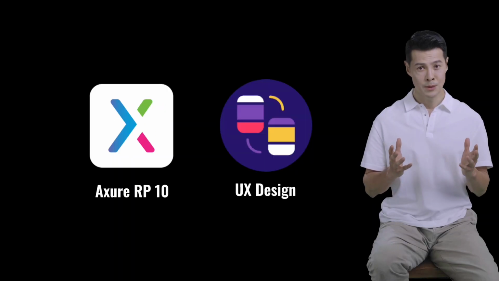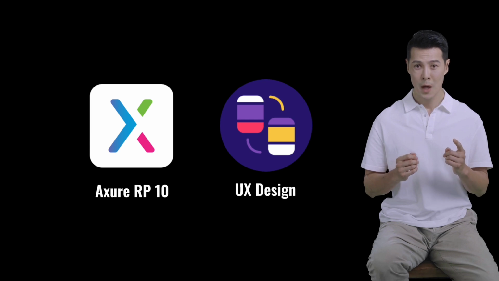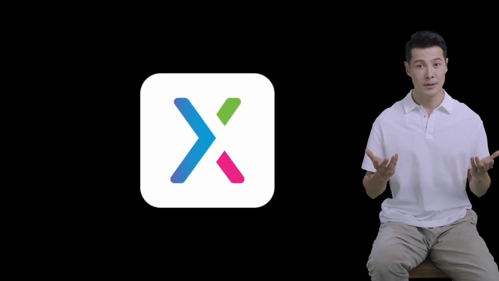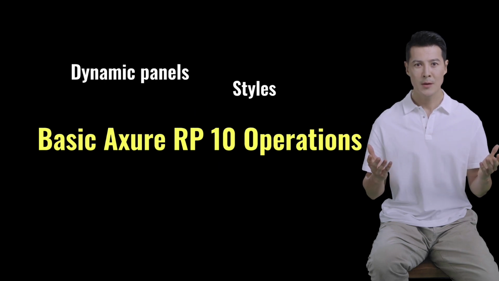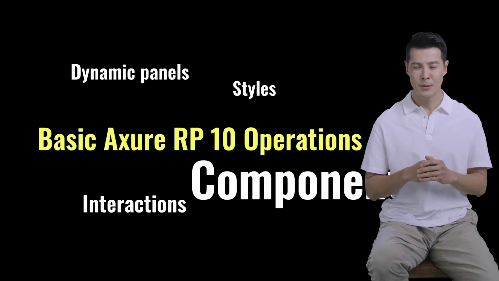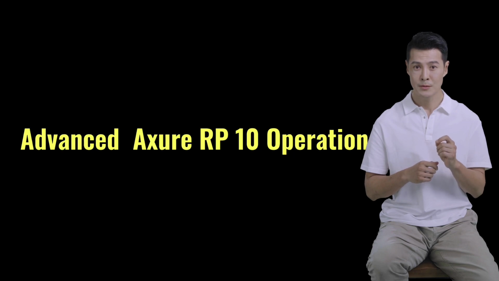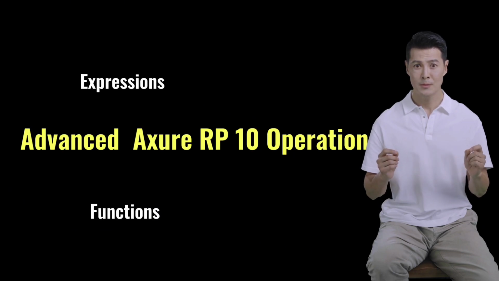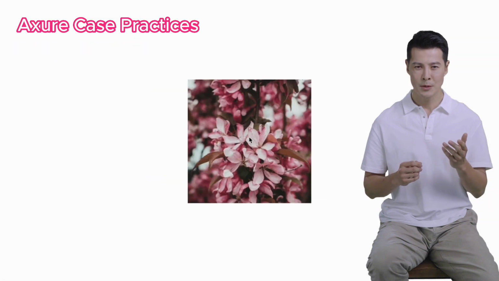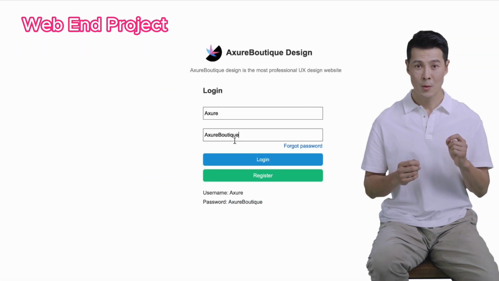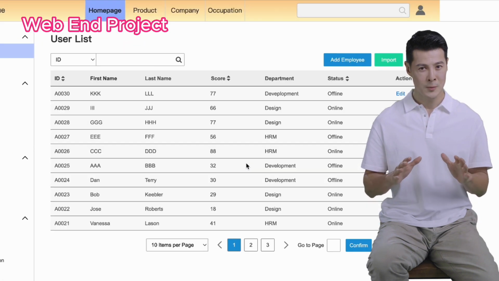This course is structured into two main sections, Axure RP 10 and UX Design. In the Axure RP 10 section, you'll learn both basic and advanced operations, including dynamic panels, styles, interactions, components, functions, expressions, conditional logic, and repeaters. Practicing with various cases will help you master Axure's capabilities. By the end of the course, you'll be equipped to independently complete web and mobile projects.